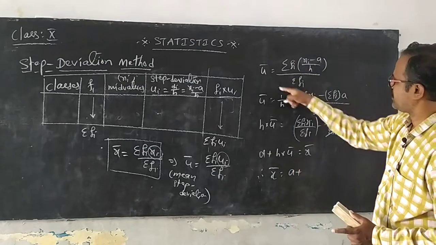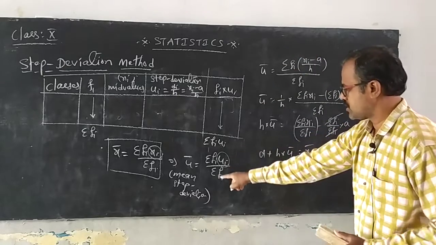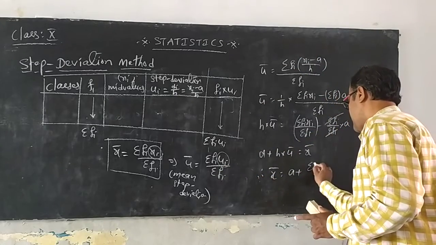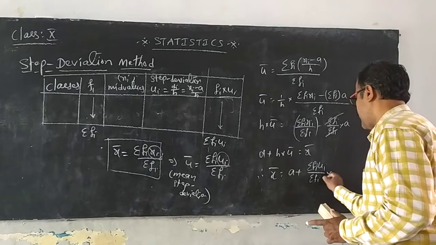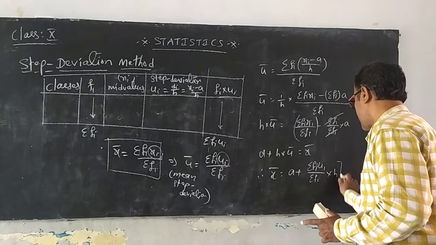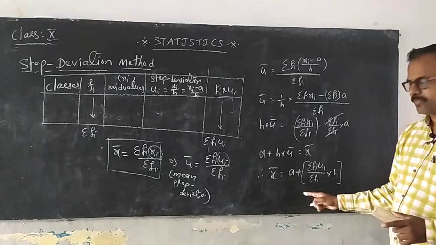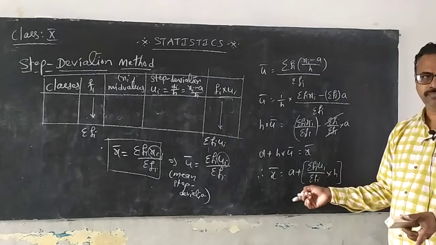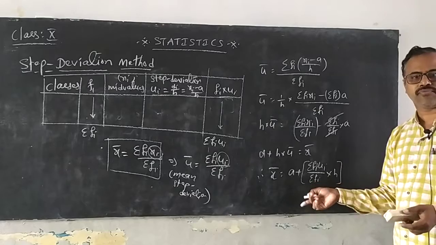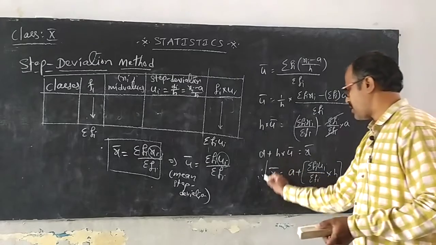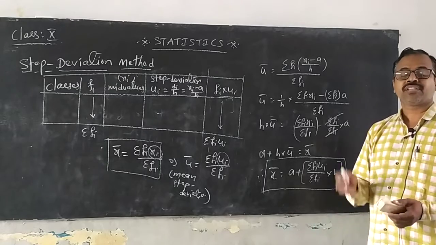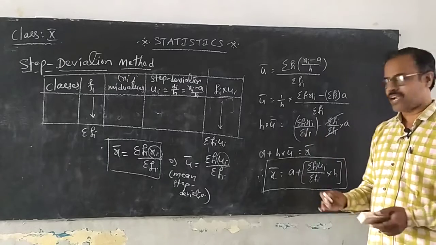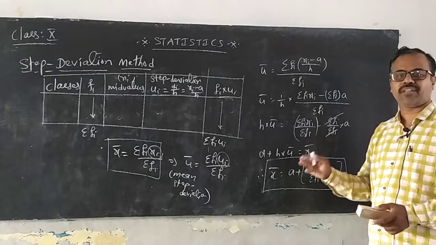So therefore you get x bar is equal to a plus, okay, what is u bar? Of course, u bar is nothing but sigma fi ui by sigma fi, into this h. Where here you need to mention i is equal to 1 to n, but not necessary, you can write sigma fu by sigma f. This is the formula to find the arithmetic mean by step deviation method.